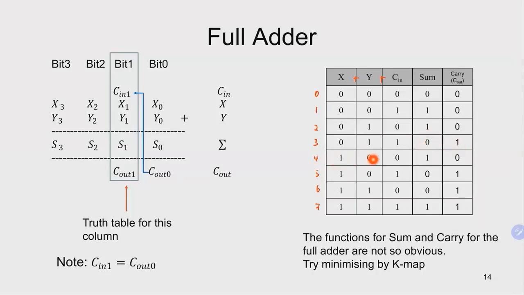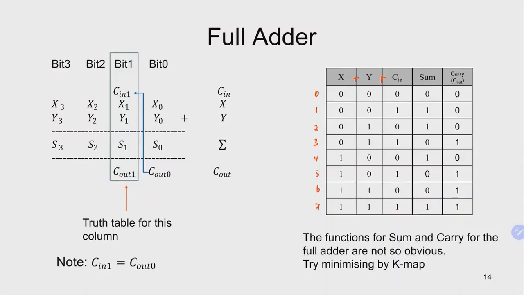Then 1 plus 0 plus 0. Again, the sum is 1, no carry. 1 plus 0 plus 1. Again, sum is 0, carry is 1. So this is 1 plus 1 is 1, 0. And then 1 plus 1 plus 0. So again, 1, 0. The sum is 0, the carry is 1. And then we have 1 plus 1 plus 1. There's 3. 3 in binary is 1, 1. So we have a sum of 1 and a carry of 1.